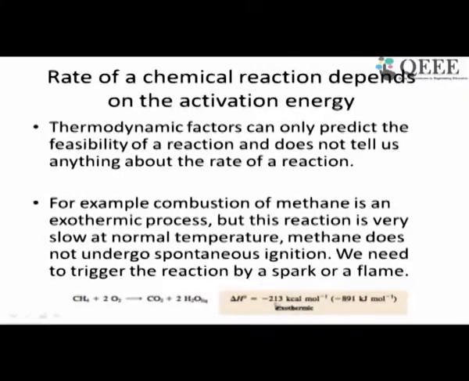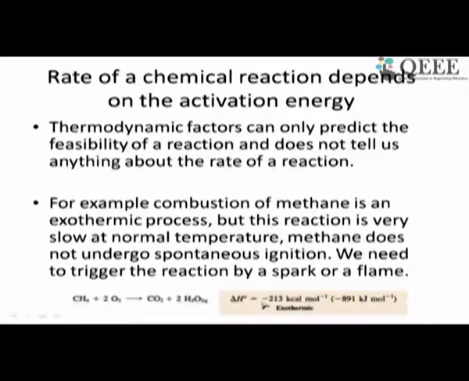As you can see, the energy release is quite high, 213 kilocalories per mole, in other words 891 kilojoules per mole. It's a highly exothermic process, but it doesn't happen by itself. You just have to give a spark. Methane gas is there, or hydrogen gas is there, or even petrol is there. When petrol is poured outside, it doesn't get ignited spontaneously. It has to be triggered. If you give a small spark, then it blows very quickly.